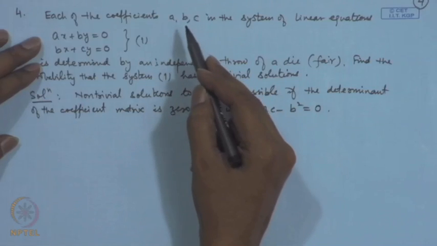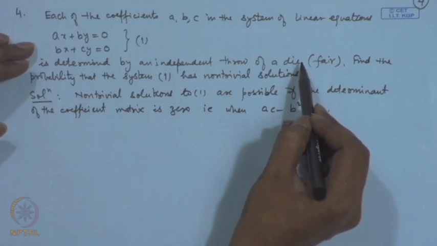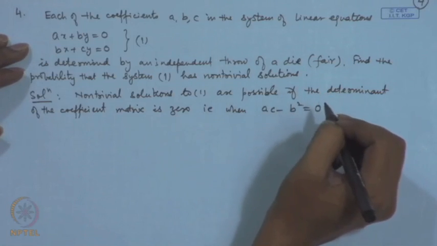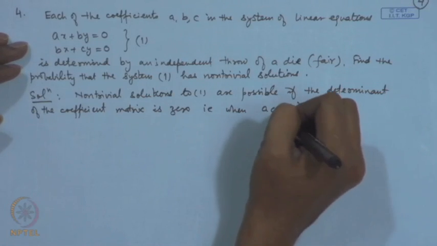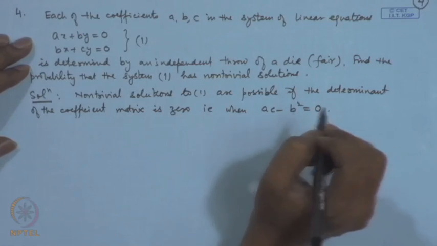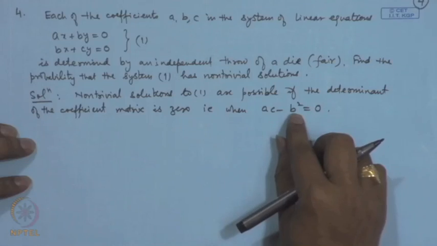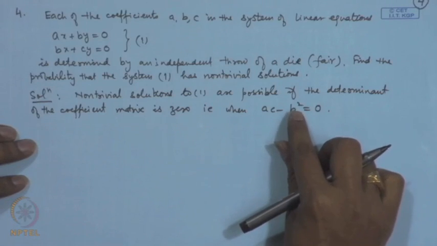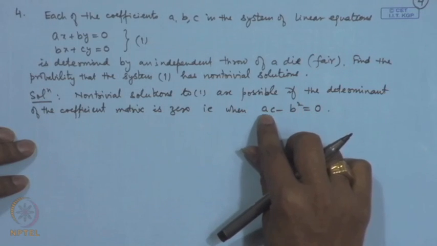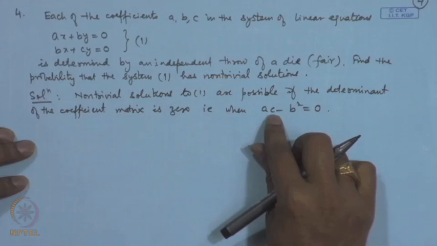Now, when we toss the fair die 3 times, and we get the values A, B, C. What are the possibilities which will lead us to A C minus B square is equal to 0. So, you can now see A, B, C, each of them take value 1, 2, 3, 4, 5, 6. What are the values of B square? If B is 1, B square can be 1. Now, that would give us only possibility that A and C should also be 1.